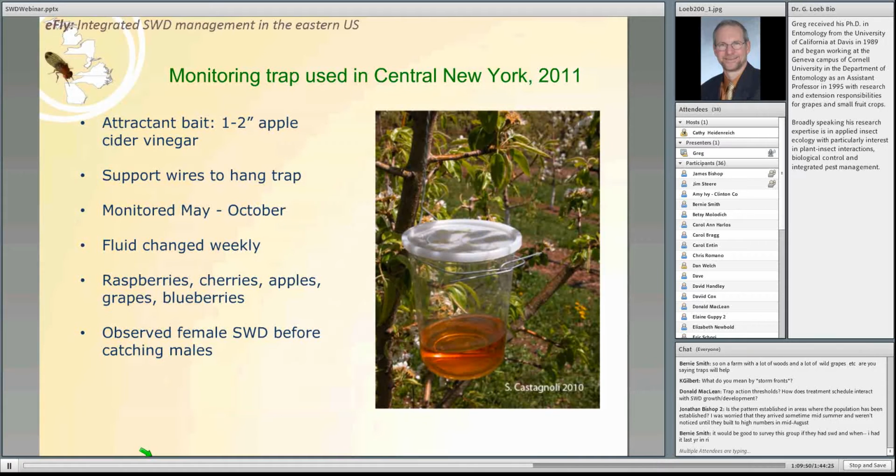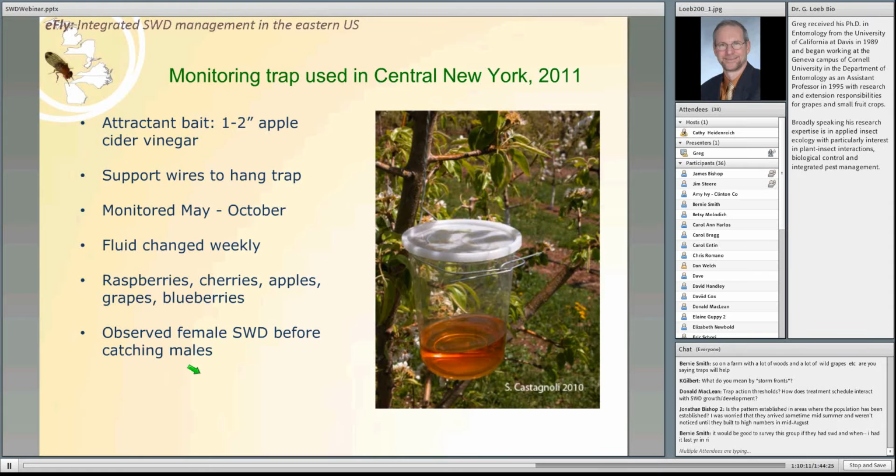In central New York, real quickly, we also use these vinegar traps. Now, we had the traps out all season. So the data from Long Island and the Hudson Valley, those traps only went out in September. So, okay, maybe the fruit flies were present earlier in the season. And we had traps out for the whole season using the vinegar traps in raspberries, cherries, apples, grapes, and blueberries.